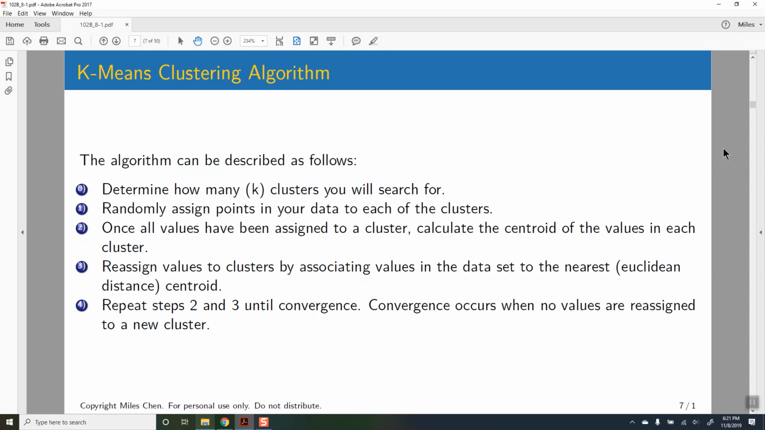This is the k-means clustering algorithm. So step 0, you have to decide how many clusters, so what value k you're going to use. Am I looking for 2 clusters, 3 clusters, 4 clusters, or 5 clusters? This is not easy. This is a tough problem, because you can always find an excuse to add another cluster.